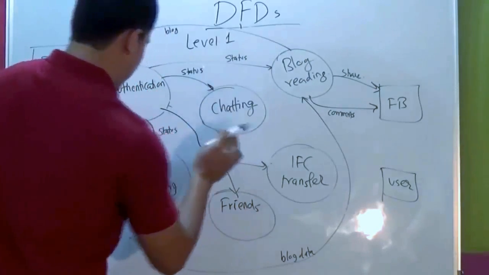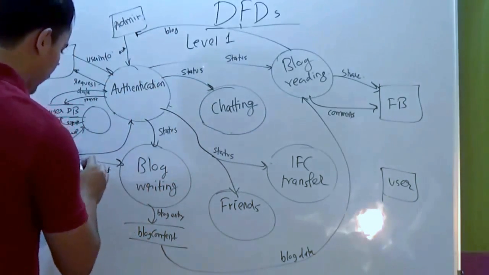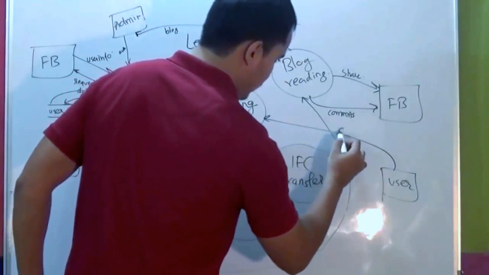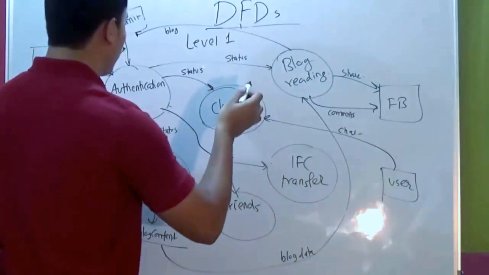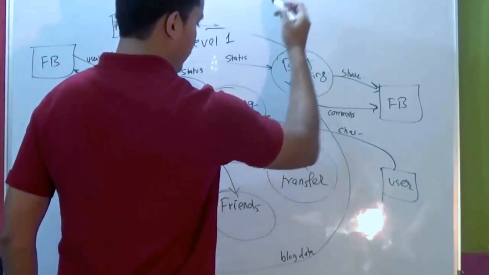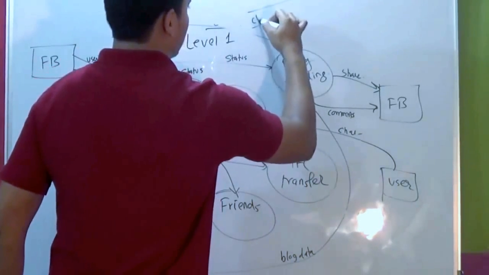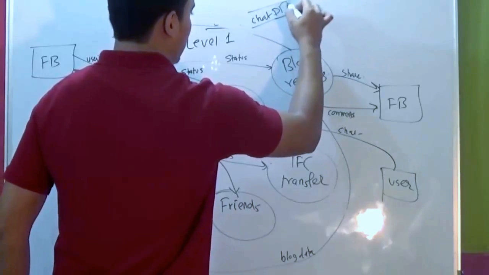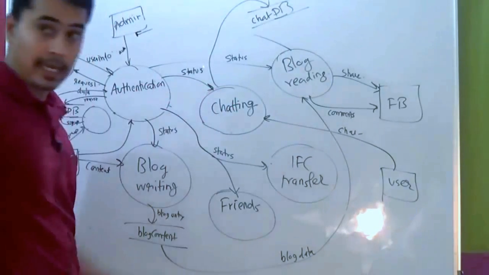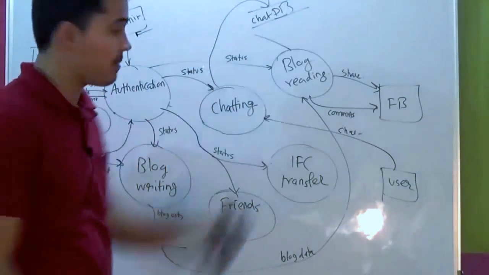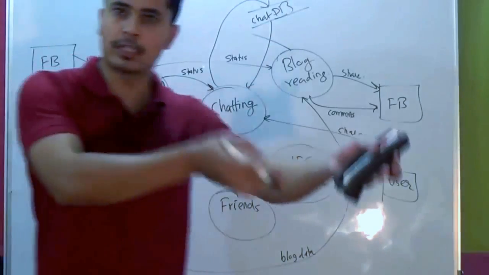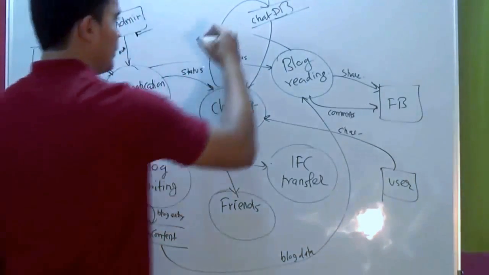Now, when it comes to chatting, the user provides information to chatting. That chatting is stored somewhere, into a database. I'll call it chat DB, and chatting info is stored here. Chatting not only stores data in a database, but chatting functionality also reads from it. You store the chat, you retrieve the chat, so both things are there.